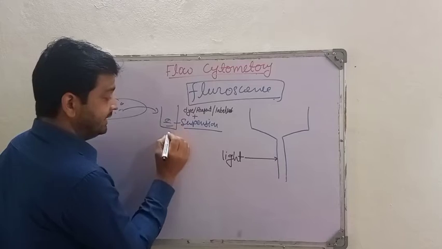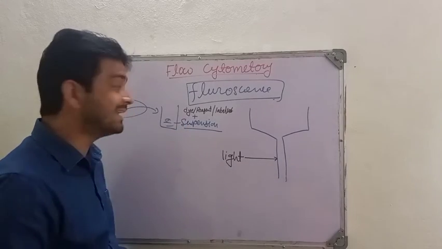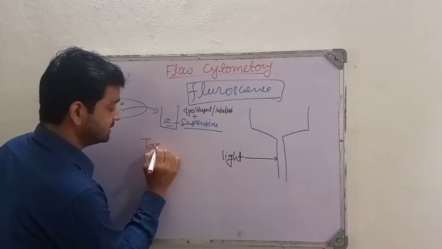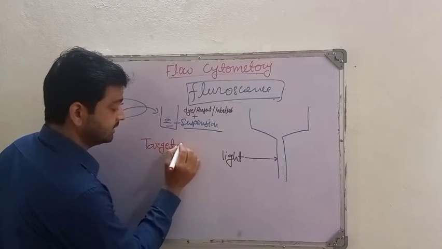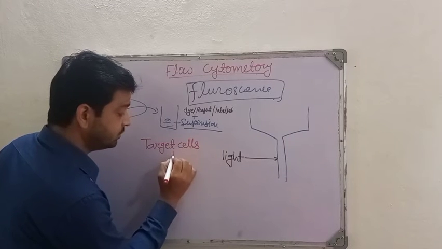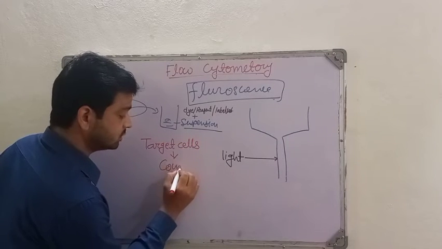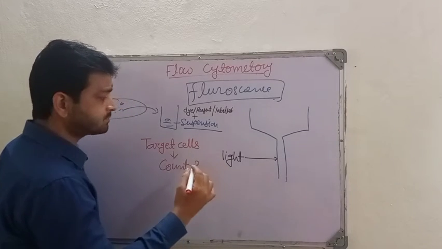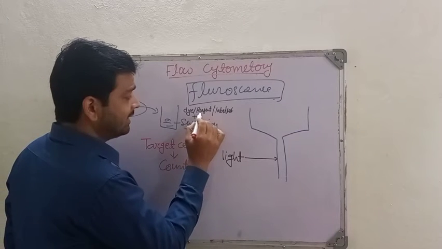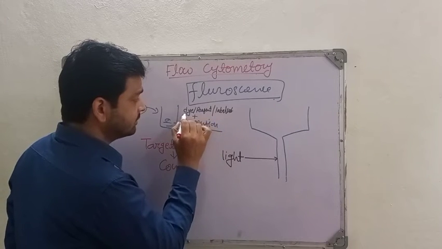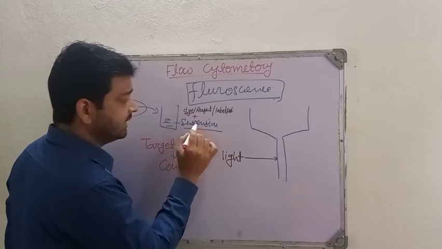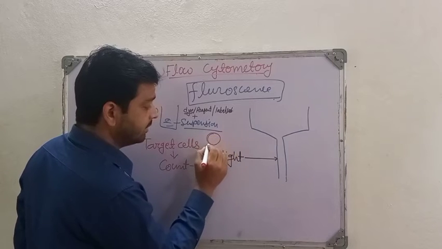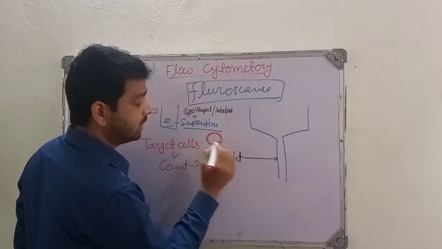Here, first of all you should know what the target cell is which we want to count, and what the number is. So we label this particular target cell with the dye, and we know what the fluorescence is going to be, or how it is going to absorb.